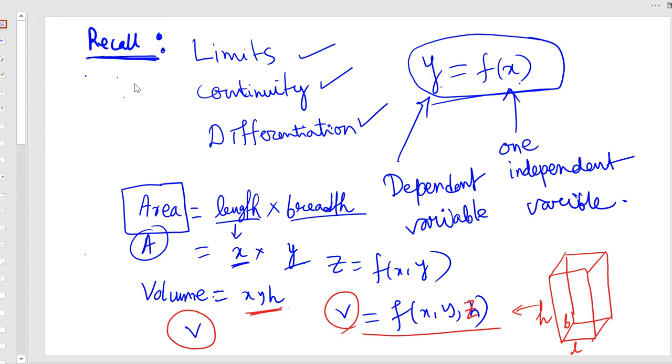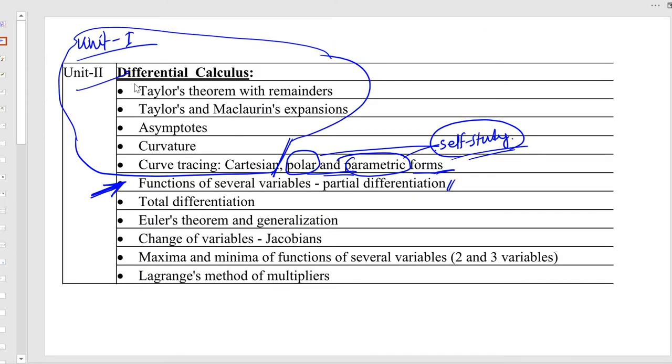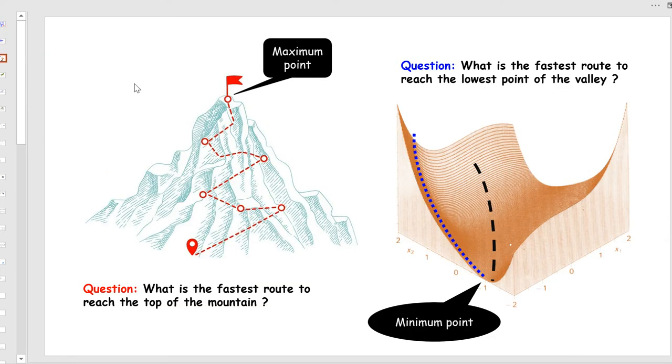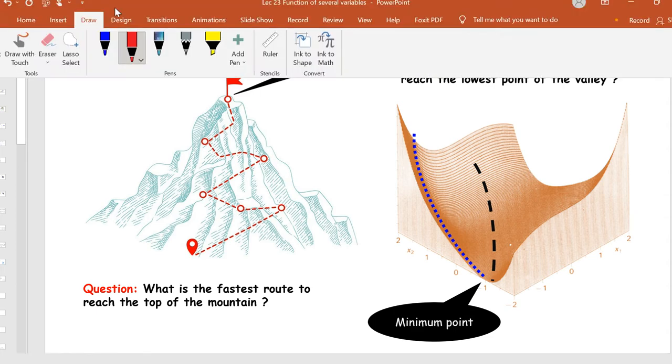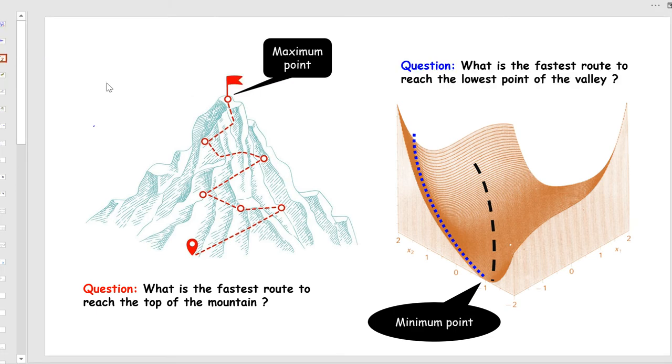In fact, in real life, most functions are of several variables. Mathematically, we study the simple case first, only one independent variable and one dependent variable. But if you look at engineering problems or real life problems, most of the problems are actually several variable problems.